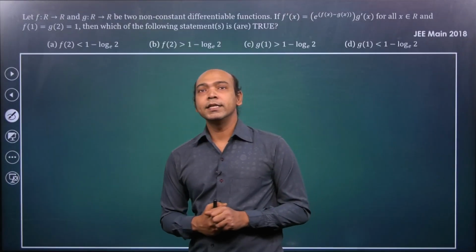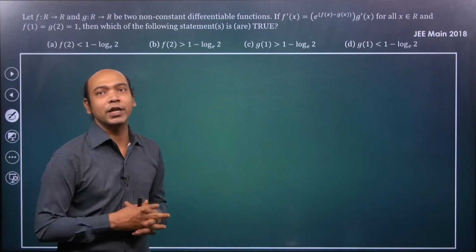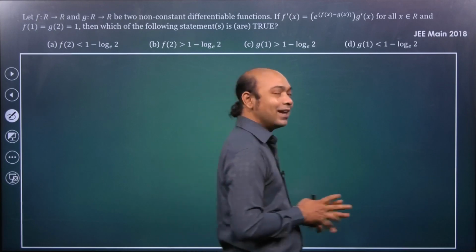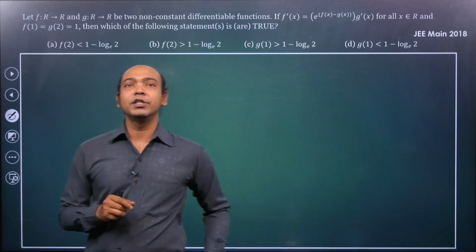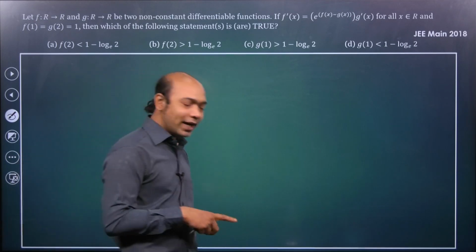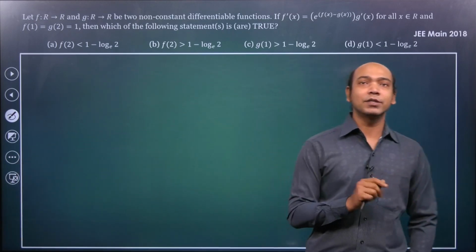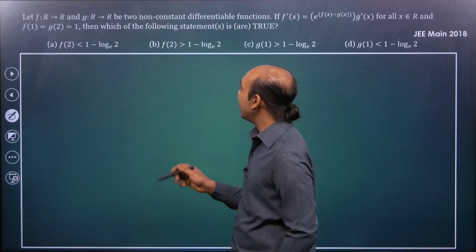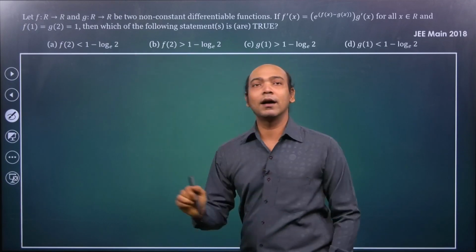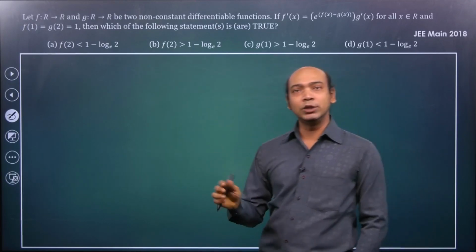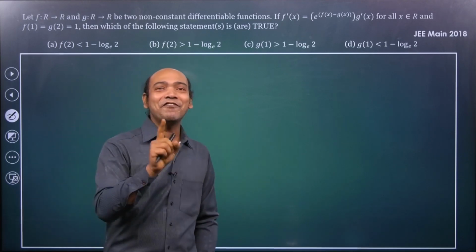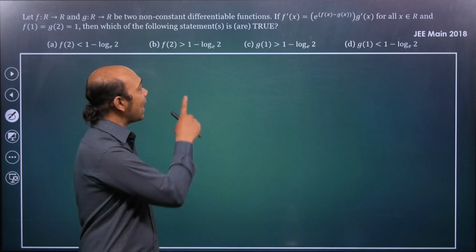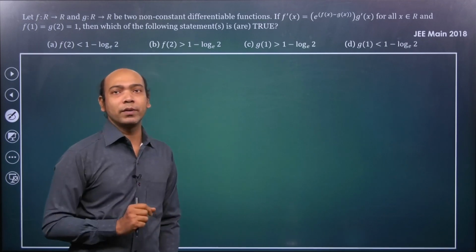Hi all, here we have a differential equation involving f dash and g dash x, and some given conditions. We have to check which of the following statements is true. Everything deals with f1, f2, g1, g2, so it is obvious that we need to find f(x) and g(x). So our aim is to solve the differential equation first.